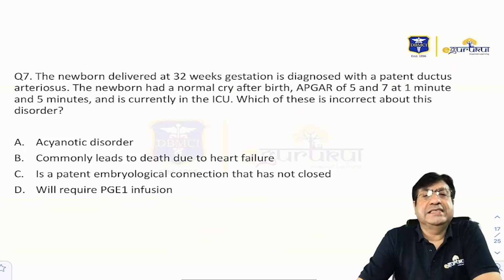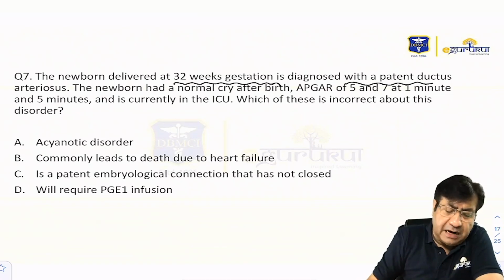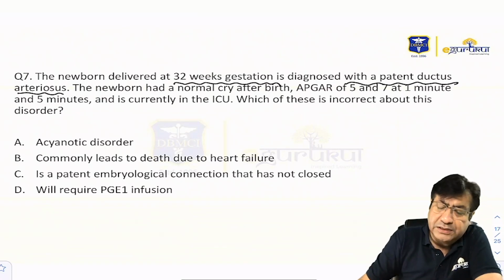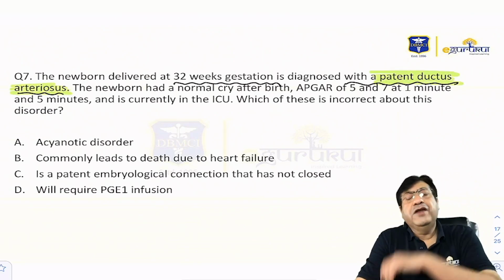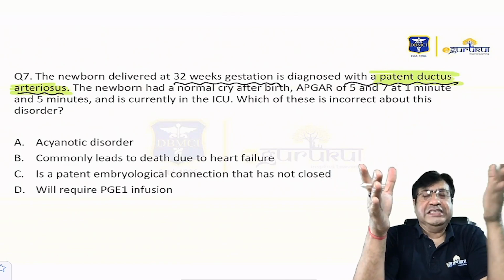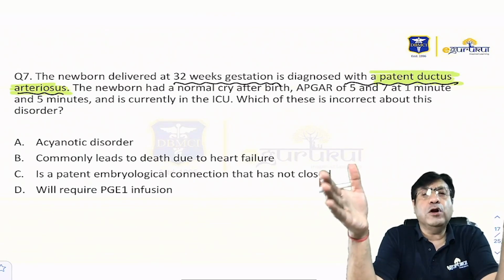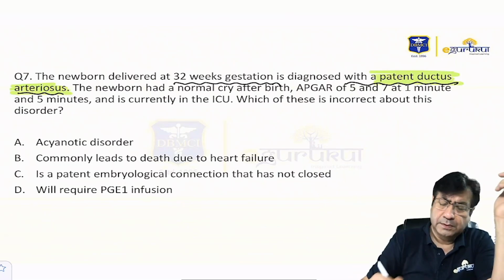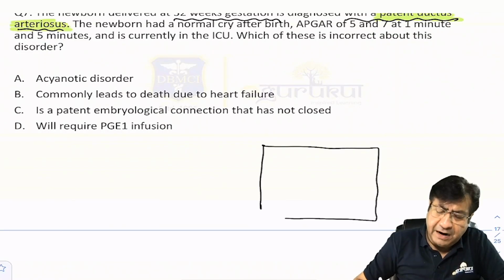Question number 7 says the newborn is delivered at 32 weeks of gestation and is diagnosed with a patent ductus arteriosus. So patent ductus arteriosus is a congenital heart disease in which the ductus arteriosus, which is a connection between the pulmonary artery and the aorta. So this is an embryological connection between the pulmonary artery and the aorta.